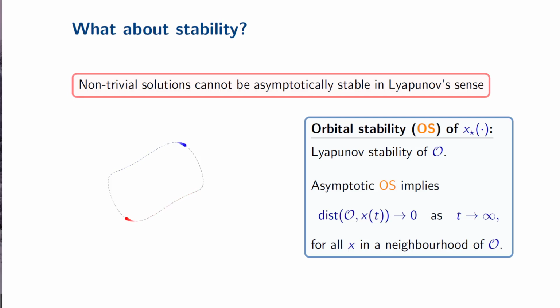So this motivates another notion of stability, so-called orbital or Poincaré stability of solutions. Now this is essentially just looking at the Lyapunov stability of the orbit of the solution instead of the solution itself. So for instance, asymptotic orbital stability simply implies that for any solution starting in some vicinity of the orbit in question, the distance between the solution and the orbit itself decays to 0 as time tends to infinity.